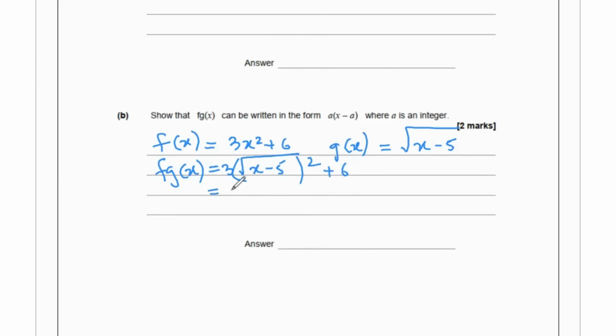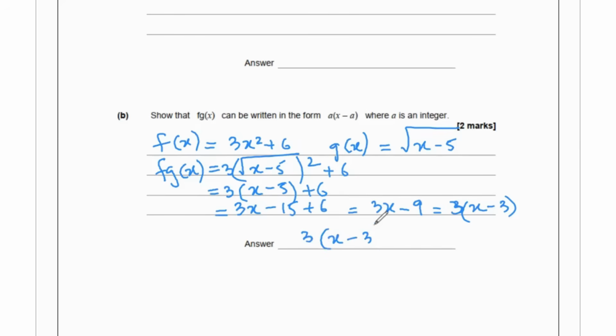Square of a square root is the term inside the root, so that's 3 times (x minus 5). Expand the bracket, so that's 3x minus 15 plus 6, which becomes 3x minus 9. We can take 3 common, so 3 times (x minus 3). And as you can see, a is 3. So that's your answer.